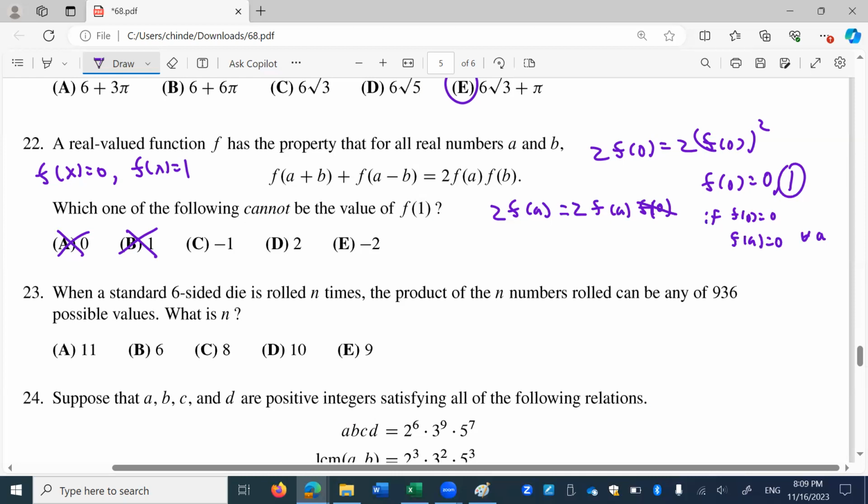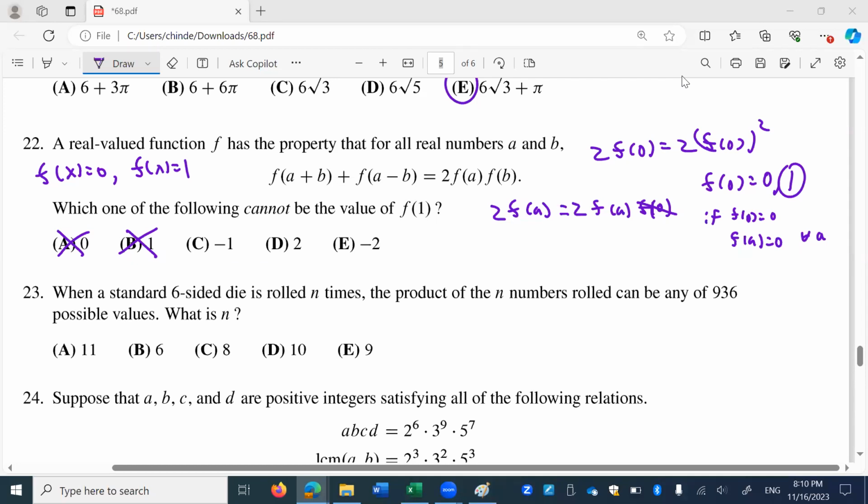What else can I do? What other special case can I look at? Let me pause for a second here. Get a drink of water.